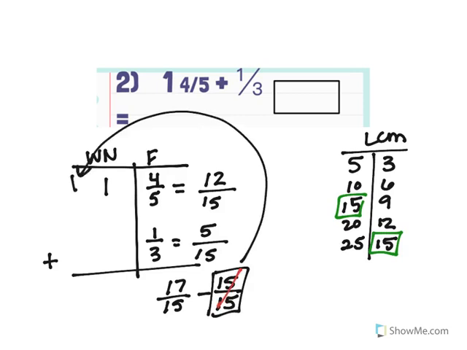We now have 2 15ths left over. Now we're going to add the whole number side up. 1 plus 1 more equals 2. So our final answer is 2 2/15.